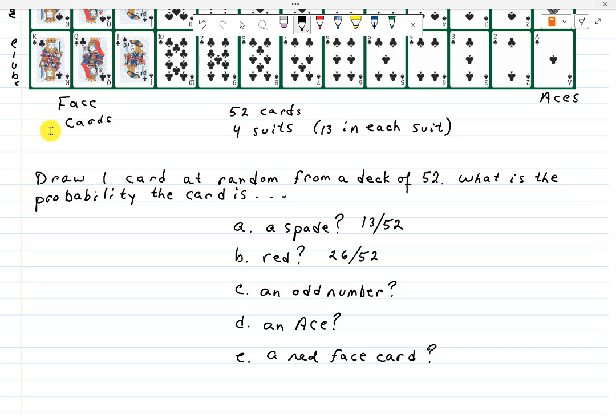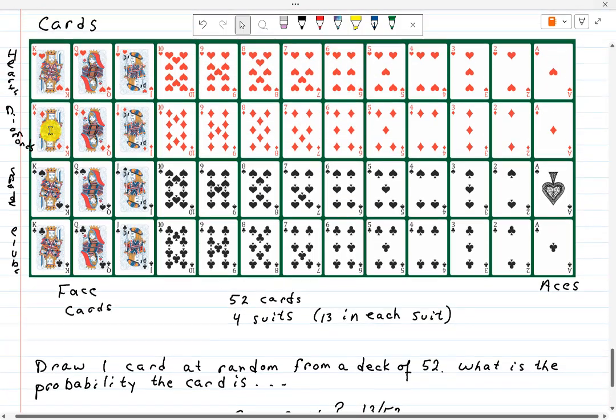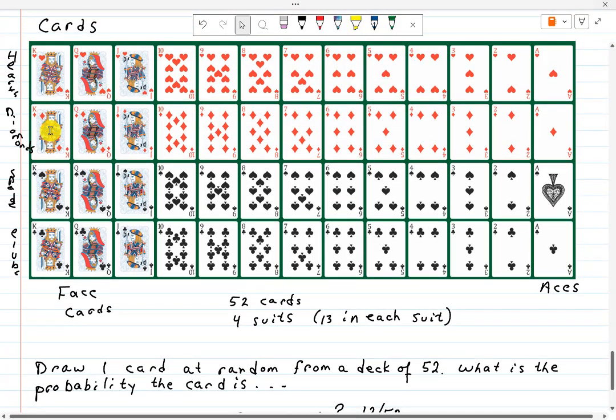Now next, an odd number. Now here, when we're talking about odd number, the only cards that have numbers are the ones that go from 10 down to 2. The face cards don't have numbers, and neither do the aces. So we are going to count. I mean, they don't have a number written on them, so I'm talking about these numbers here. So let's count the odd numbers that are in one suit. So I'm going to do it on the first row.